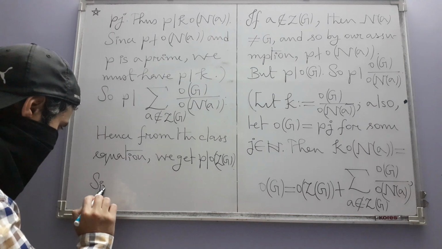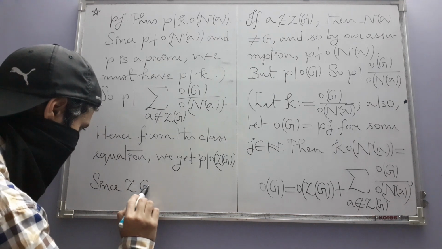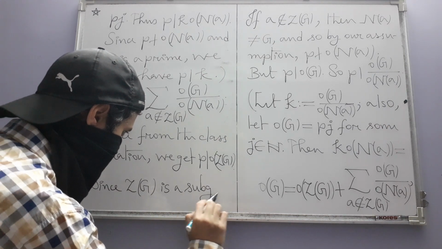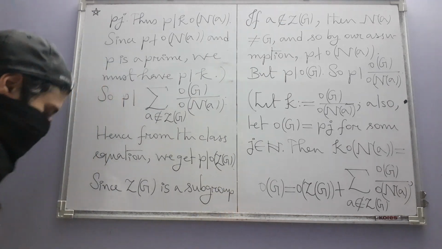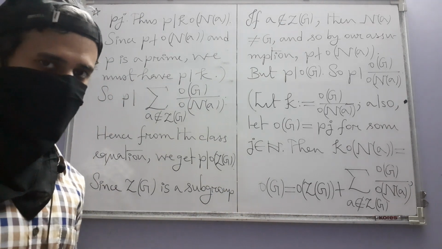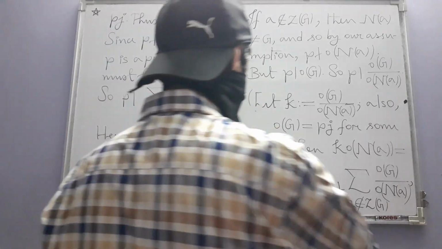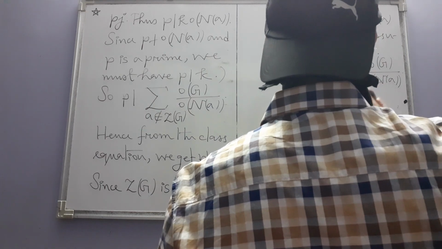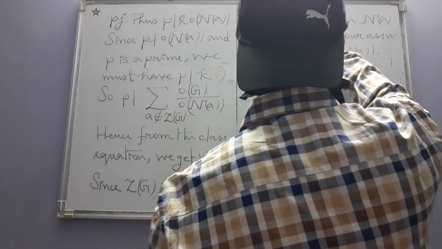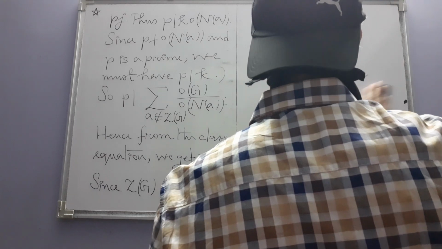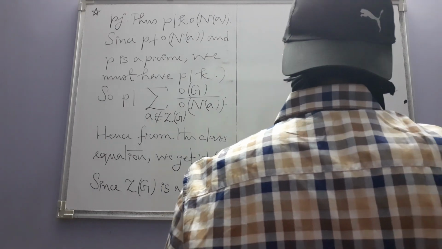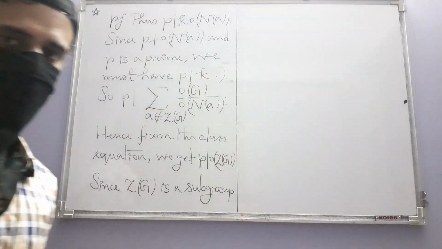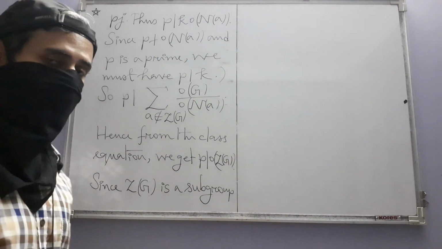Now, since the center of G is a subgroup of G, our assumption will have an effect here. What was our assumption? Namely that the order of no proper subgroup of G is divisible by P. Now here the center has been found to be a subgroup of G whose order is divisible by P. So that means it cannot be a proper subgroup.